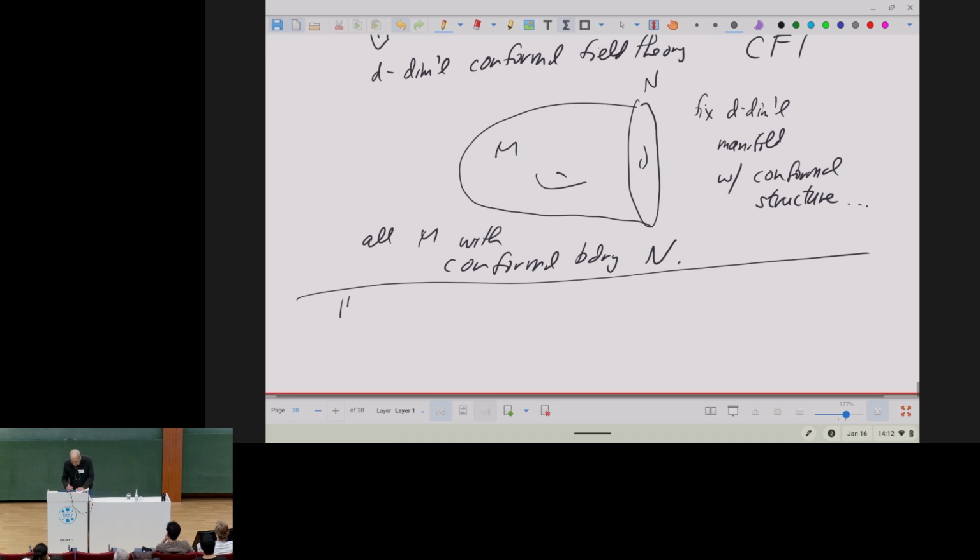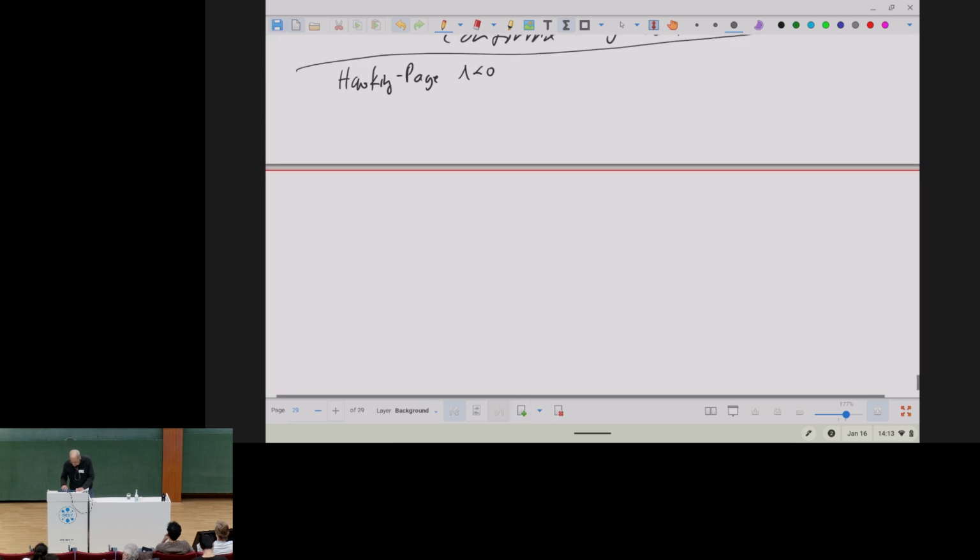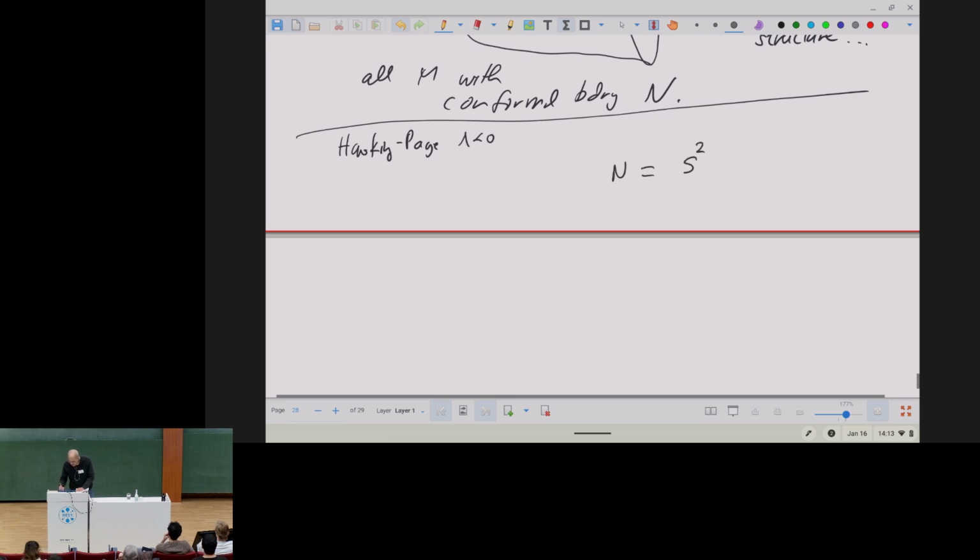So, in Hawking-Page, with lambda negative, N is chosen to be S2 times a circle, where S2 has a unit radius, and the circle has circumference beta, so I'll call it S1 beta. Then for fixed S1 beta, you study a conformal field theory on that N. So from the point of view of the boundary theory, you would be studying thermodynamics on S2 at inverse temperature beta. So there is an interpretation as quantum field theory, or maybe I should say CFT thermodynamics, on the manifold S2 at temperature 1 over beta.